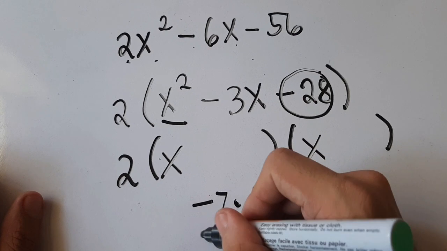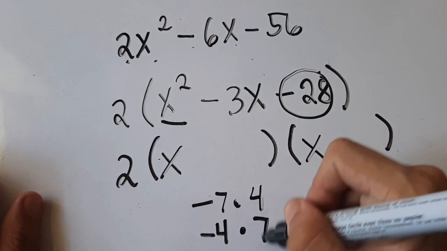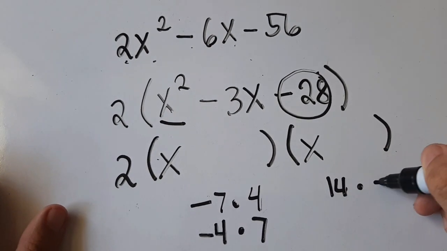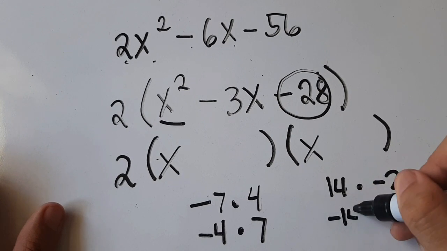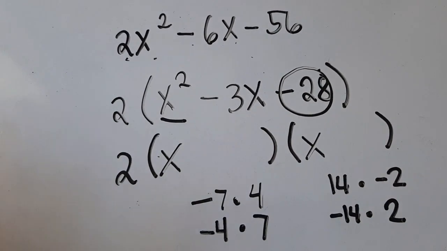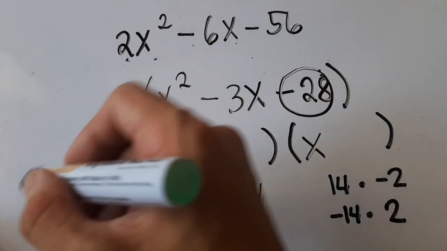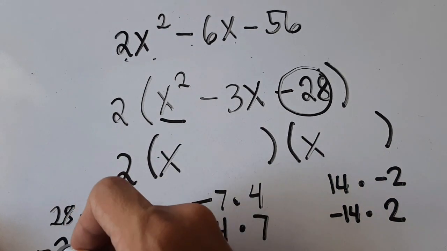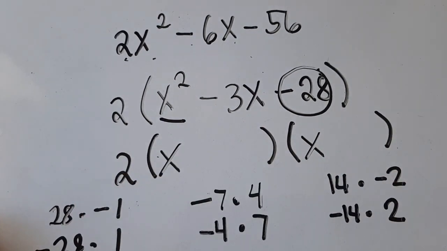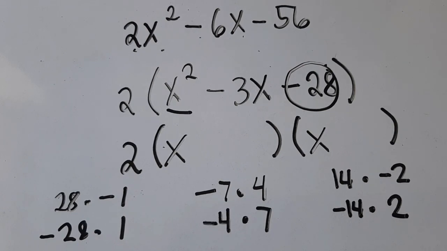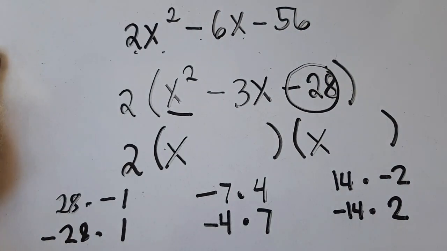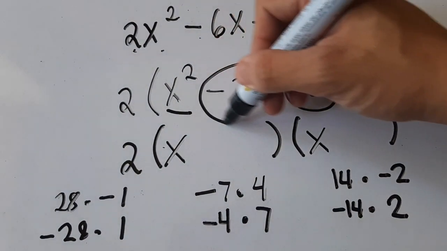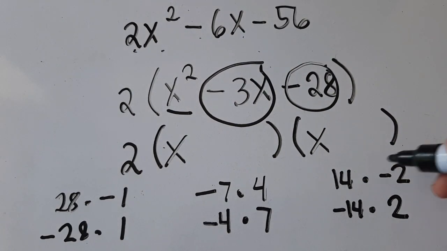We also have negative 4 times positive 7. Pwede rin naman ang 14 times negative 2. Or negative 14 times positive 2. Or pwede rin naman natin isulat dito si 28 times negative 1. Or negative 28 times positive 1. So these are the factors of negative 28. So the first natin na gagawin, saan naman dito ang may sum na negative 3? So let's add this one.